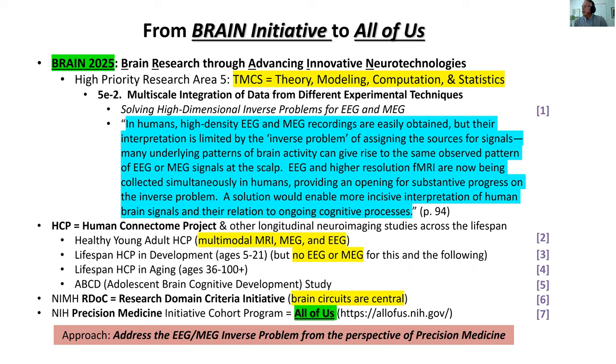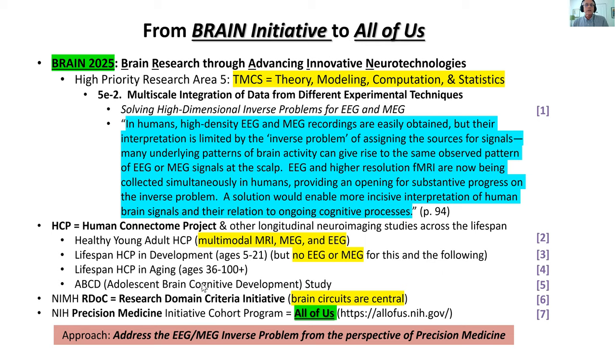The original part of the study is completed, but the HCP lives on as longitudinal studies across the lifespan. For example, there's a developmental study, ages 5 to 21, but this study doesn't have EEG or MEG. Same with the lifespan HCP and aging, ages 36 to 100 and beyond. I tried to choose that I was too young, which made me feel good. They're really looking for people in the upper brackets there. Still no EEG or MEG. Another very, very large study. It's a 21-site study.